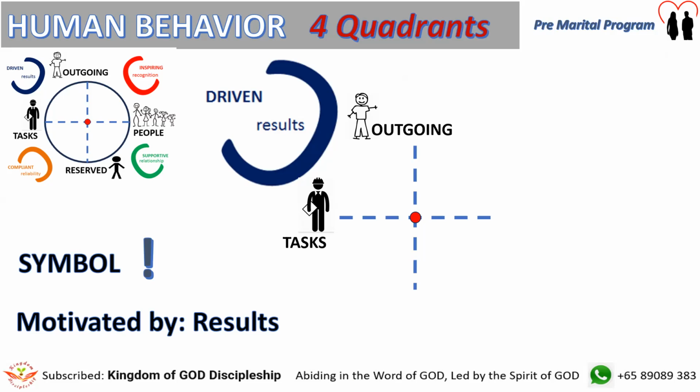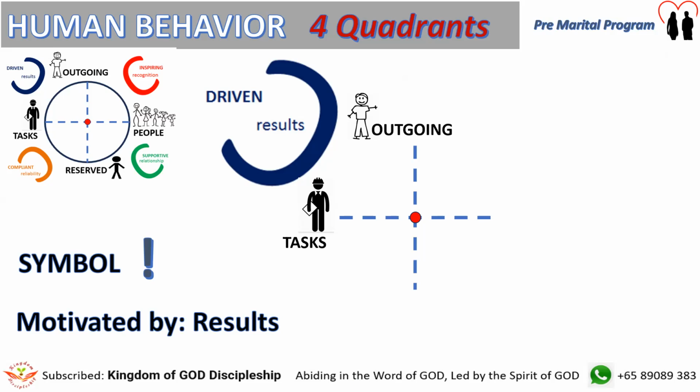So they emphasize on people finishing the job rather than the processes. So the result is important to them. They like to say, as long as you get the results out, I don't care how you do it. So these are the driven personality. So remember this, the driven people are outgoing and they are task-oriented, motivated by results.